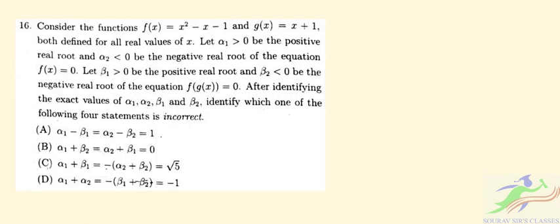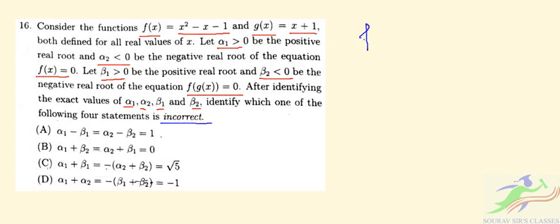Question number 16. Consider the function f of x equal to x square minus x minus 1 and g of x is x plus 1, both defined for real values of x. Let alpha 1 be the positive real root and alpha 2 be the negative real root of the equation f of x equal to 0, and beta 1 be the positive real root and beta 2 be the negative real root of the equation f of g of x equal to 0. After identifying the exact values of alpha 1, alpha 2, beta 1, beta 2, identify which of the following 4 statements is incorrect. So we have to find which of the following statements is not true.